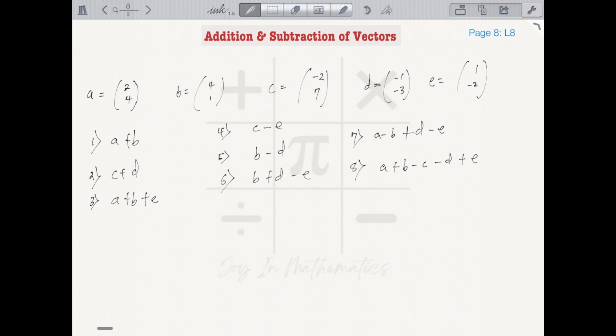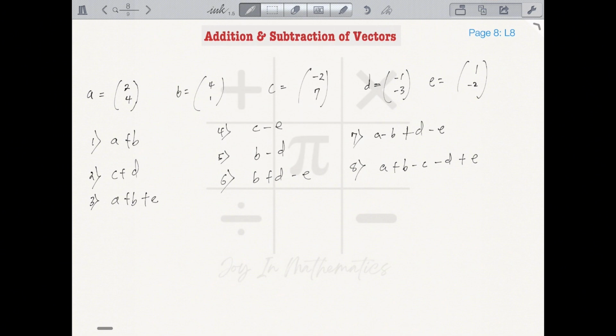So welcome to Joy Mathematics again, and now we are dealing with vectors. We'll continue with addition and subtraction of vectors. So we have 5 vectors here. We have vector A, (2, 4), vector B, (4, 1), vector C, (-2, 7), vector D, (-1, -3), and vector E, (1, -2).